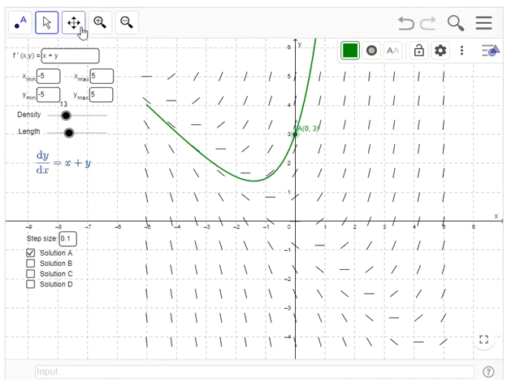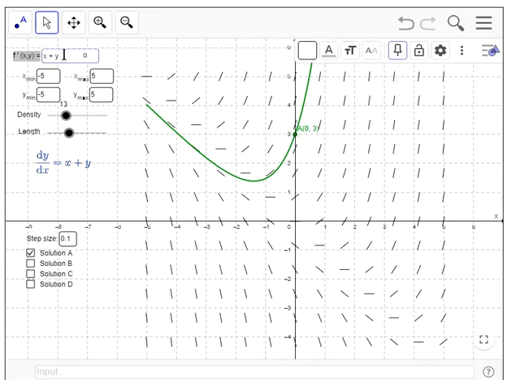All right, this is the GeoGebra slope field plotter. So right here is where you define your f prime, that's x plus y. And this is where you define your x min, x max, y min, and y max.